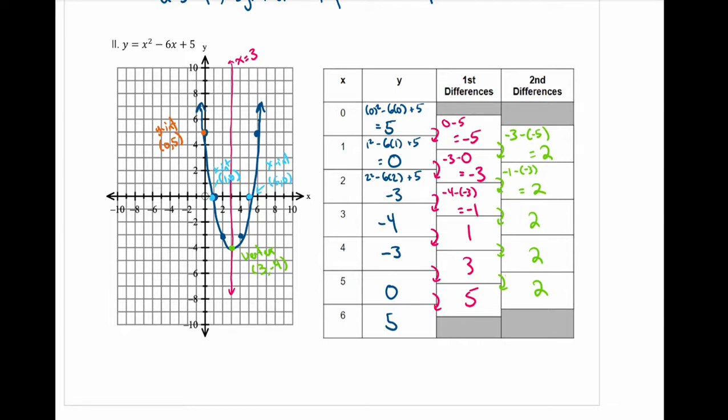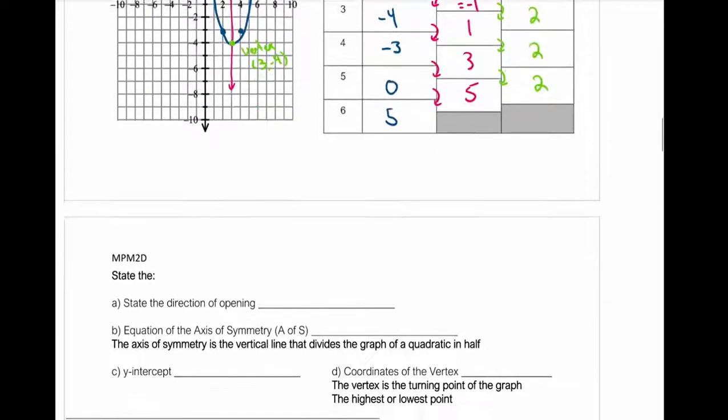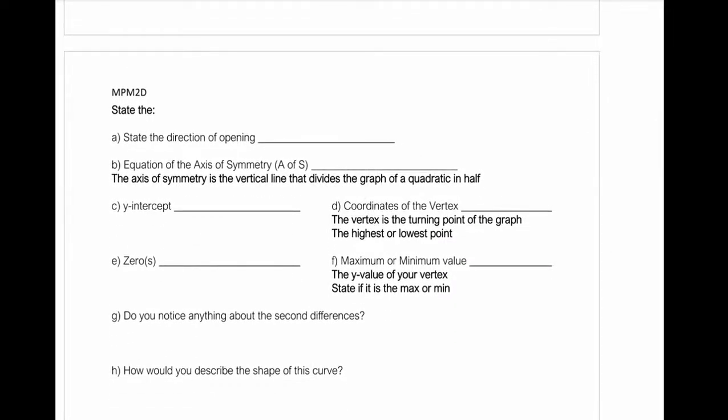So now we can go back and answer the questions. And if you have to pause and rewind to go back and look at this, or hopefully you've copied this graph down on your own, then it should make it a little bit easier. The direction of the opening. What you could have seen is where the arrows are pointing at the end of your graph. In this case, they're pointing up, so our direction of the opening is up. The equation for the axis of symmetry was x equals 3, because that was the vertical line that divided our quadratic in half. The y-intercept, in our case, was 5.